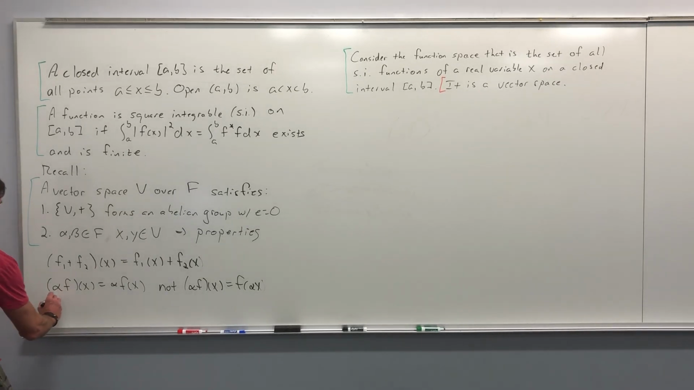So we could call this g of x, and we're just saying that alpha times f gives me another function, g, which just happens to be equal to alpha times f.